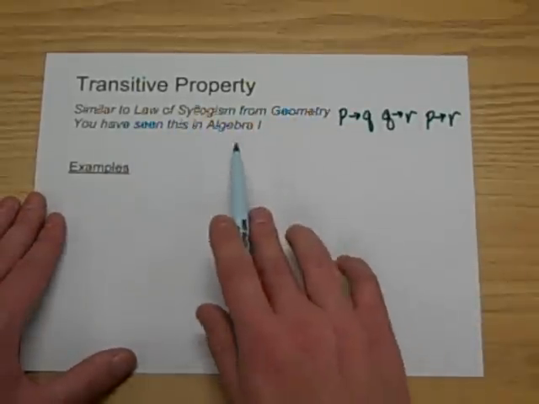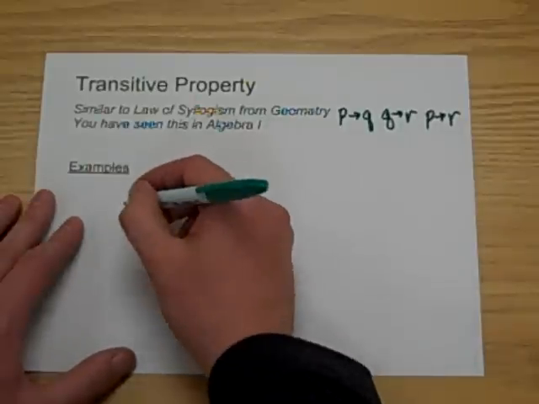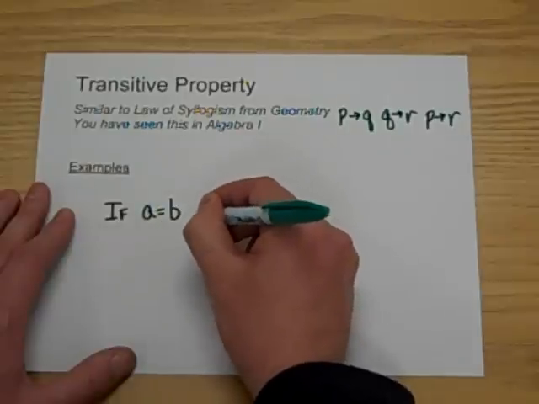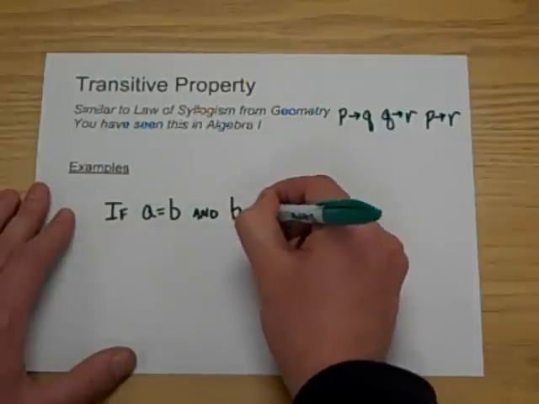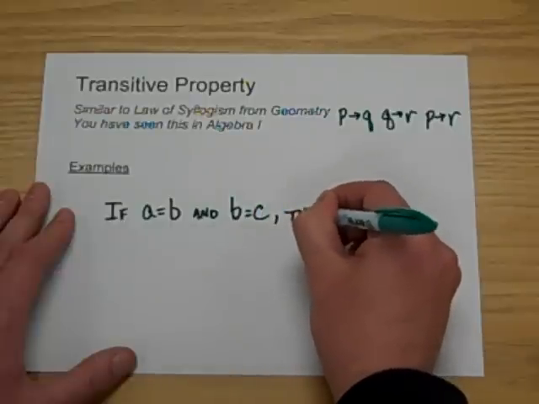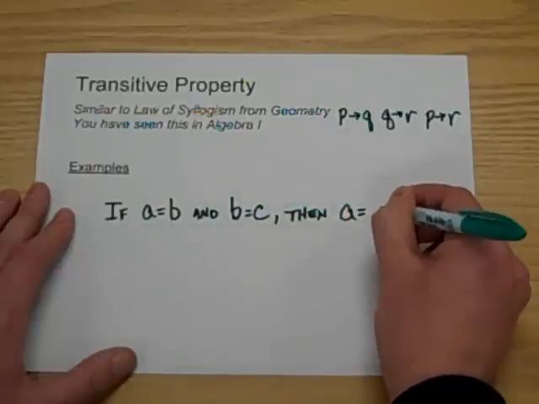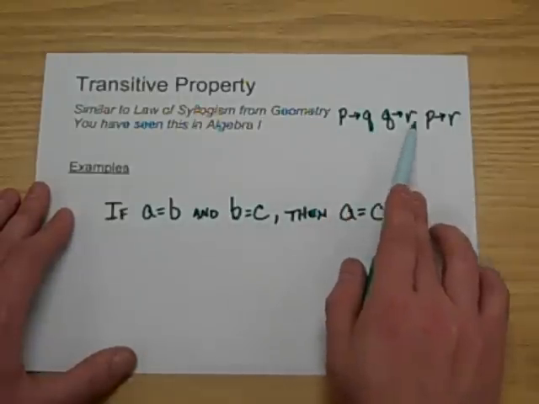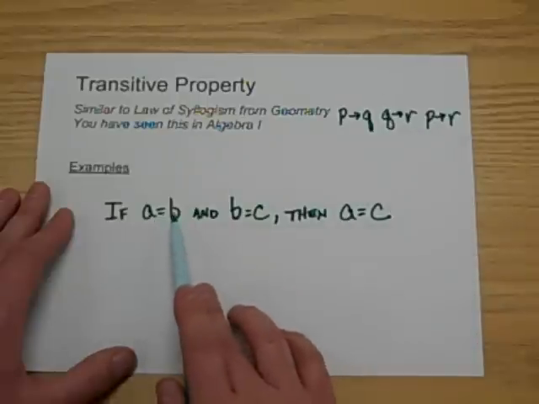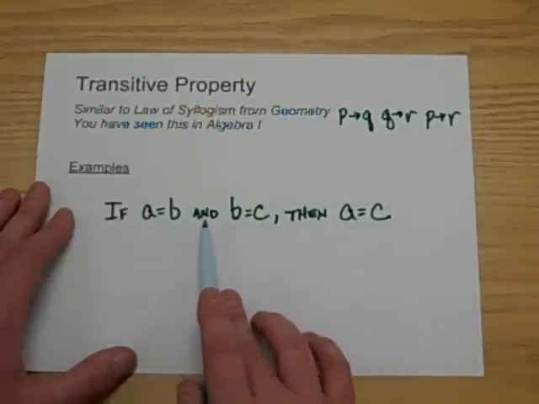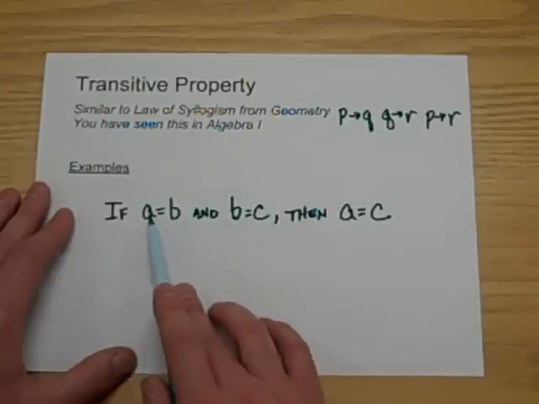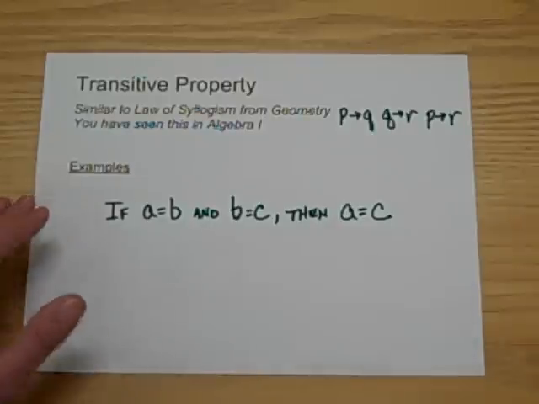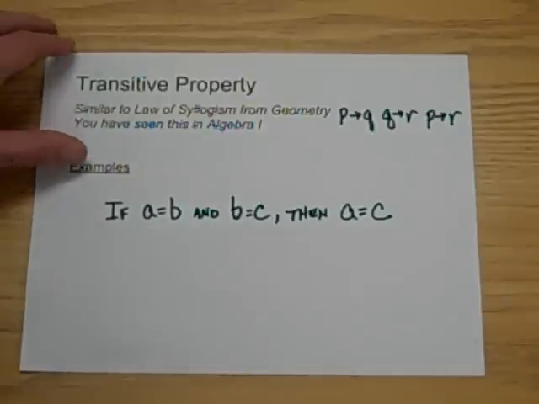The transitive property from algebra is very similar to that. Now you probably have seen it written this way. If A equals B and B equals C, then A equals C. Notice how the order of the letters is the same up here as it is down here. P, Q, Q, R, P, R. A, B, B, C, A, C. The middle symbols are the same. The outer symbols become the conclusion. Up here is the same thing. Transitive property is pretty easy to see because it's usually in the same form.